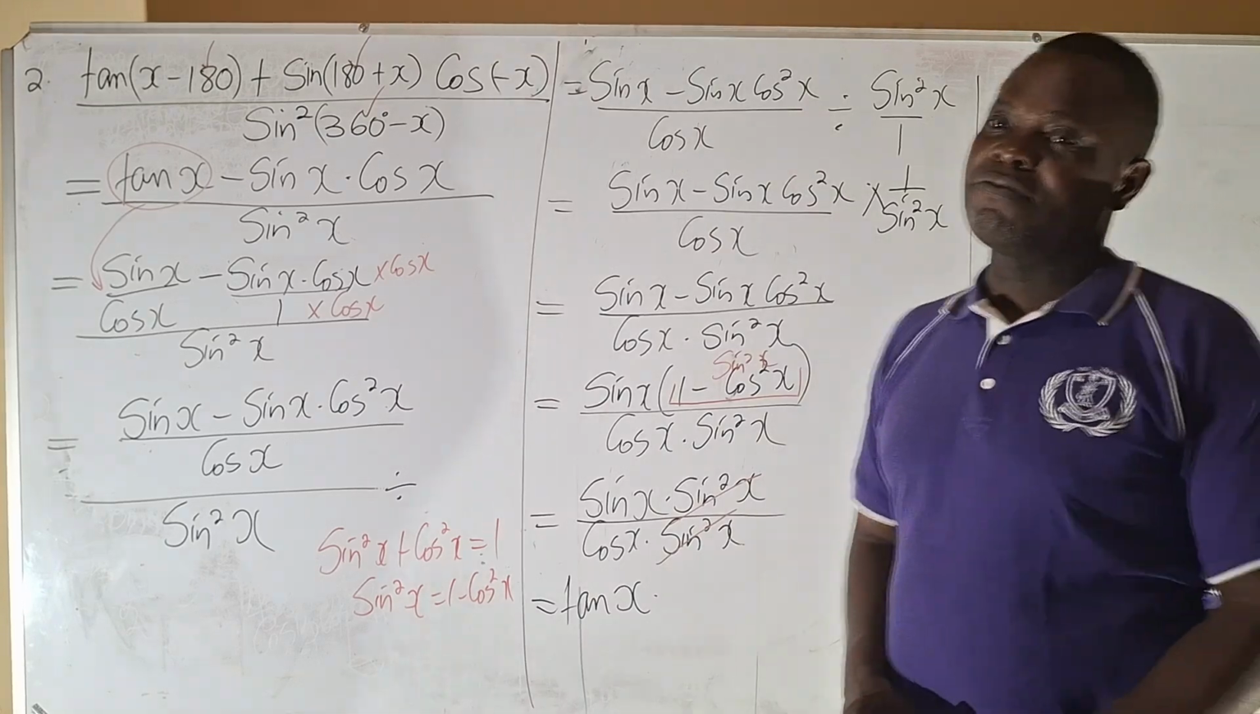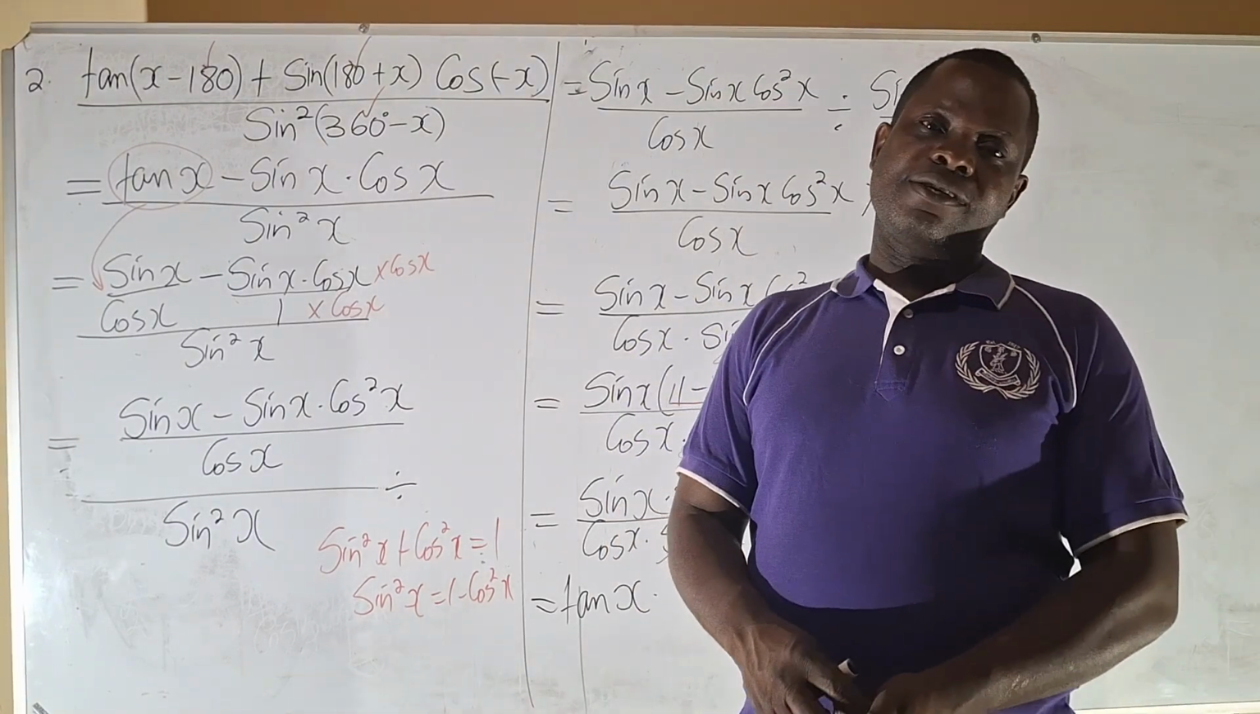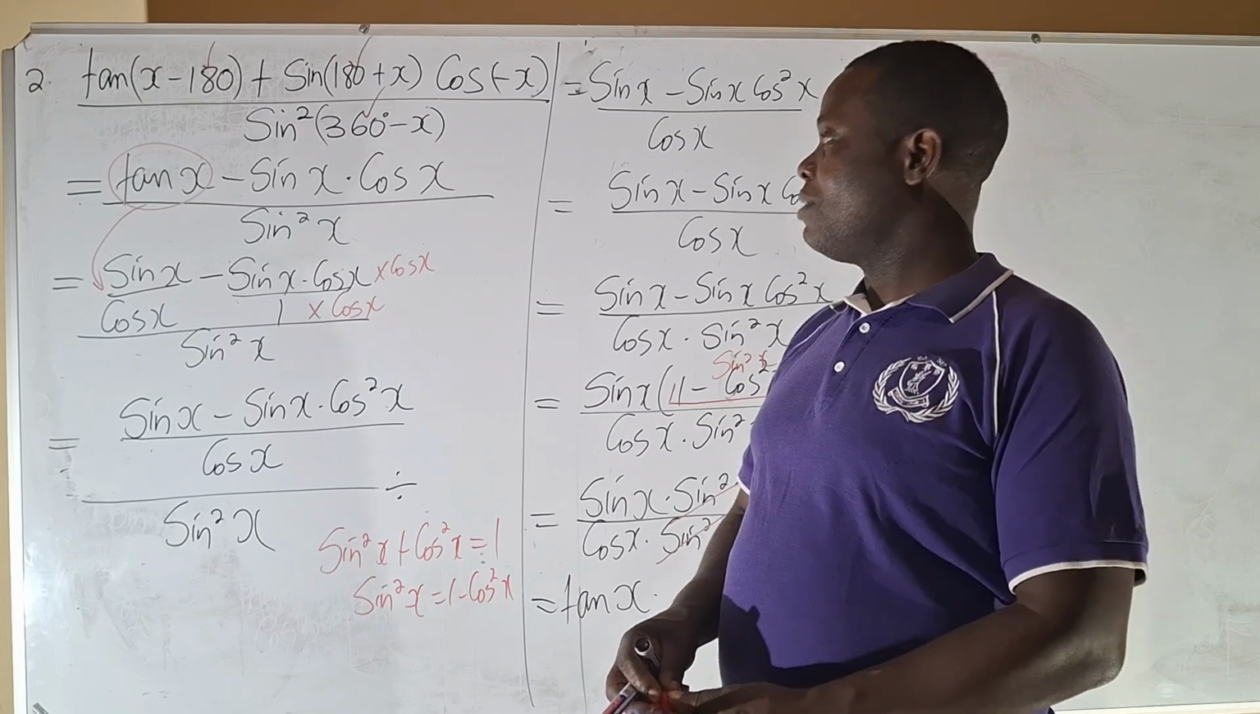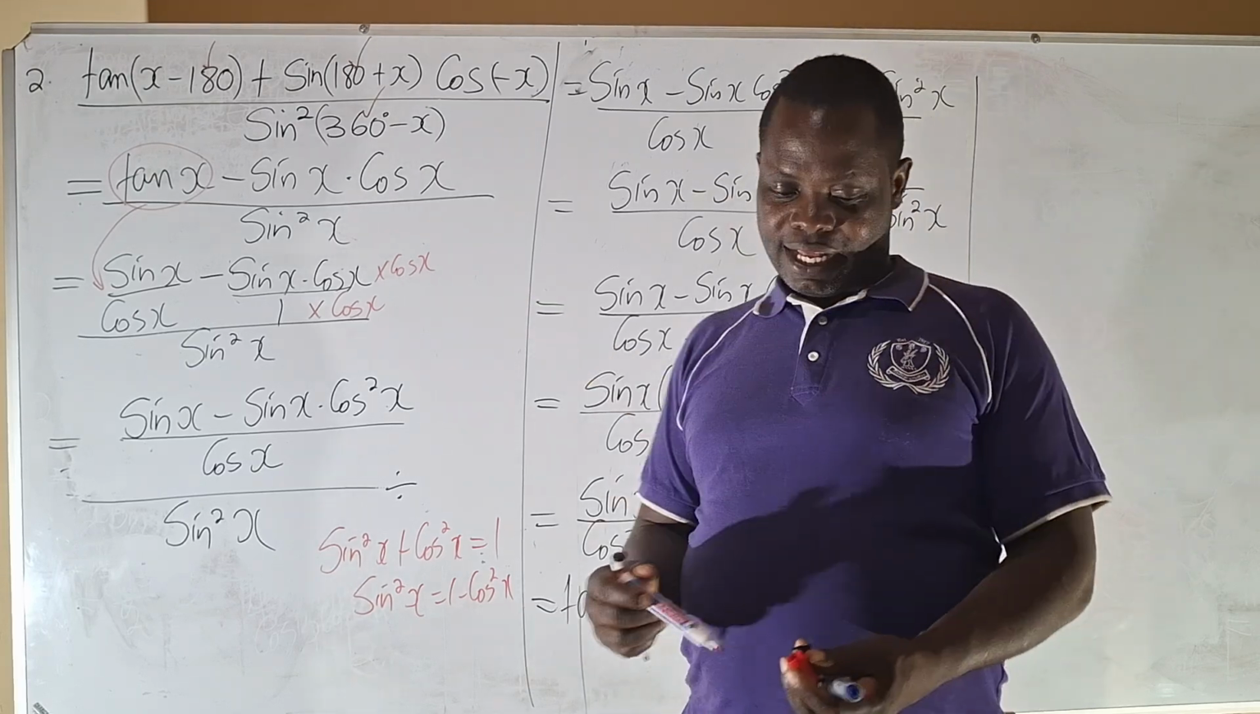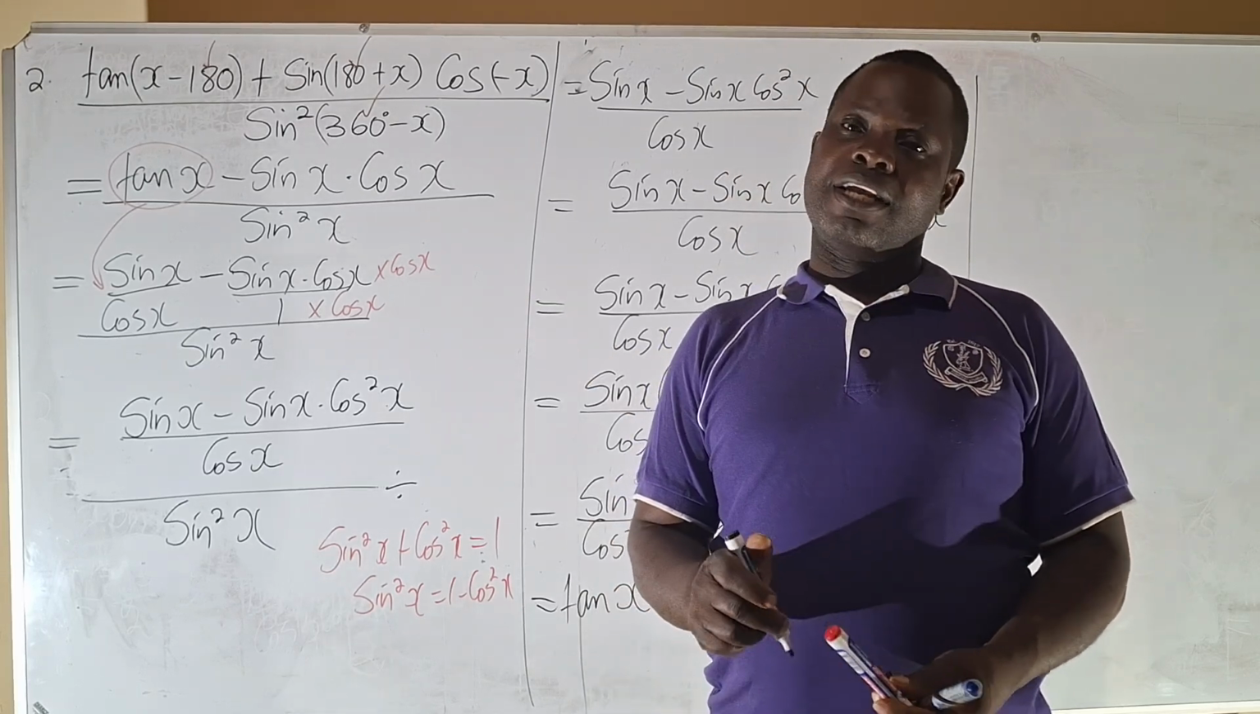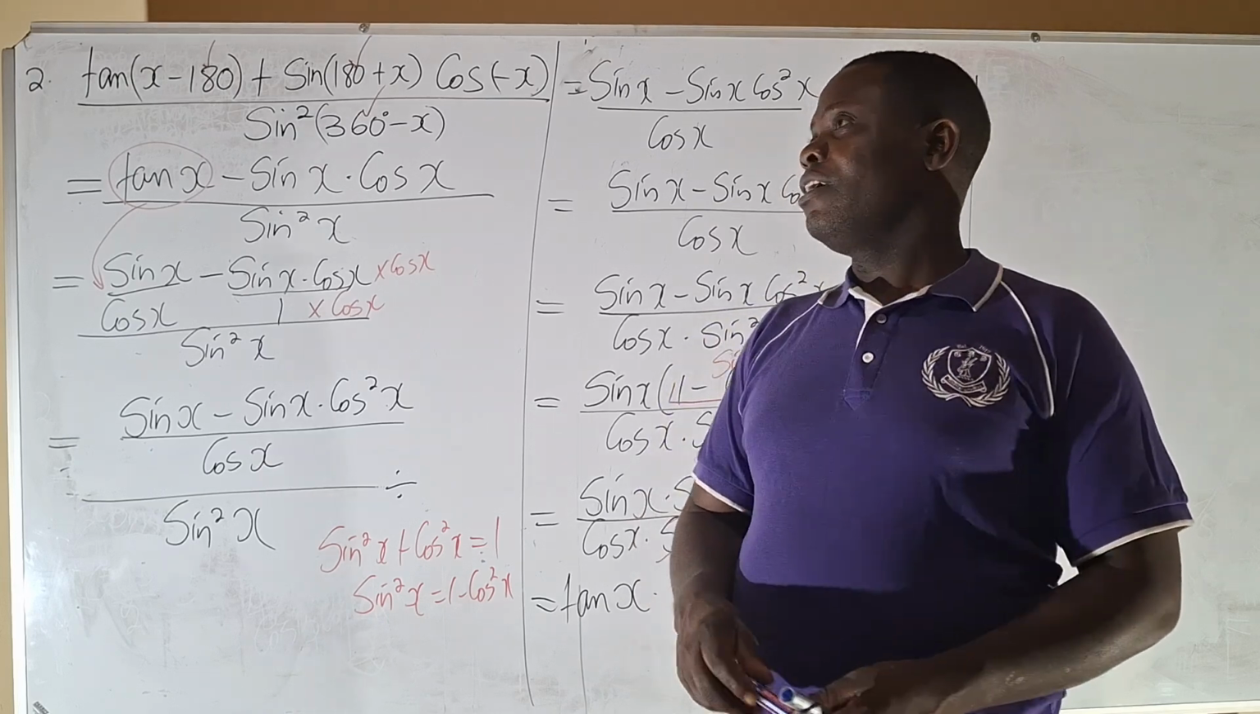This is reduction formulas and cofunctions. So in your final examinations, in the junior examinations, expect something like this. This is trigonometry grade 11, reduction formulas and cofunctions.